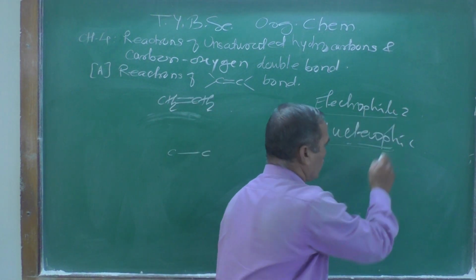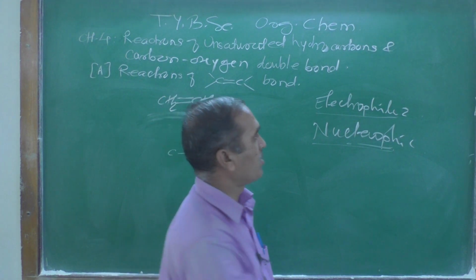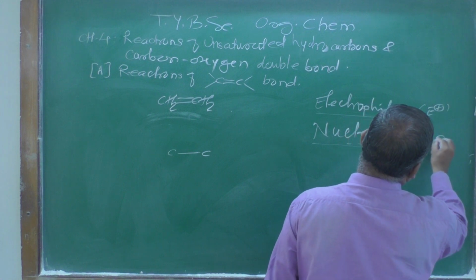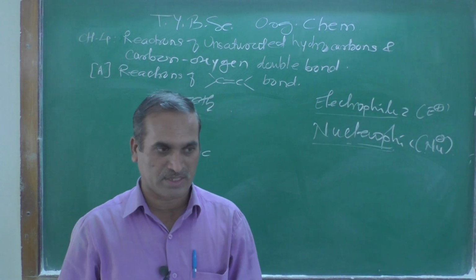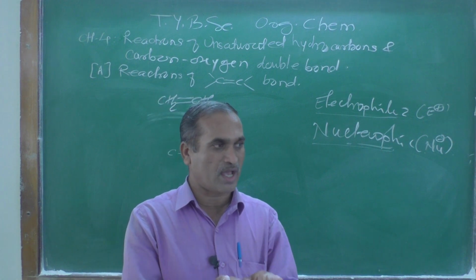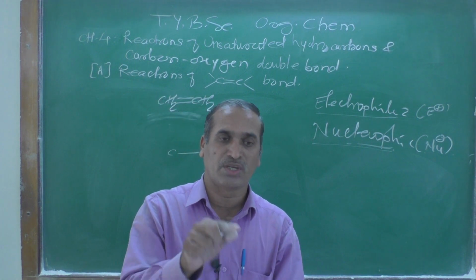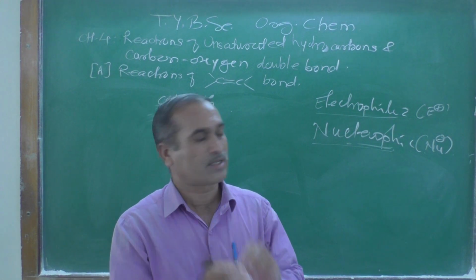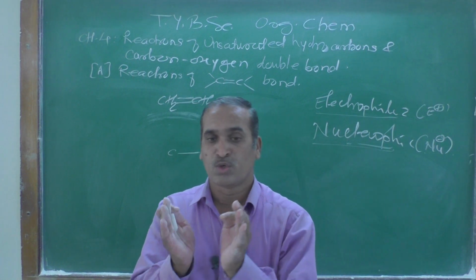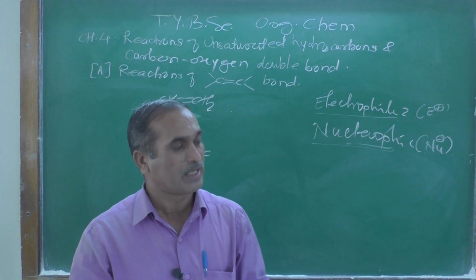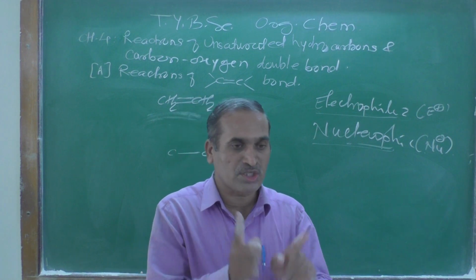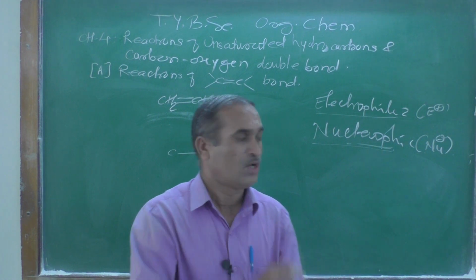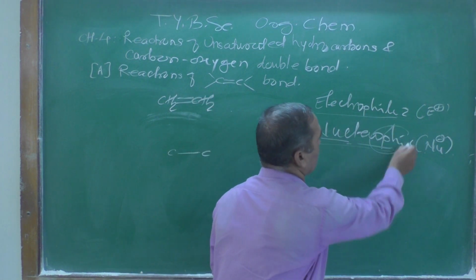Electrophilic means what and nucleophilic means what? Electrophilic means they are electron deficient in nature, and nucleophilic means they are electron rich species. A reagent which is a negatively charged species or contains a lone pair of electrons, that type of species is known as a nucleophile or nucleophilic reagent, and it has a tendency to donate electrons. Nucleo means nucleus and philic means loving.